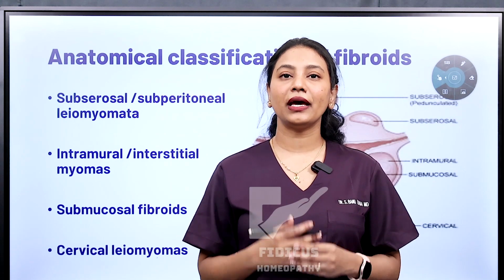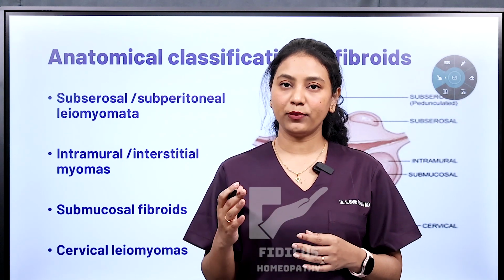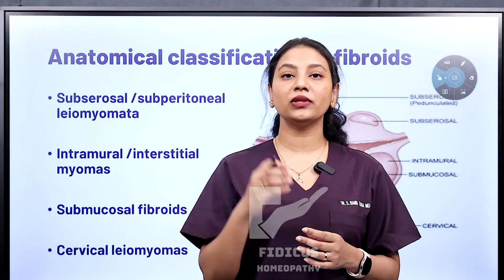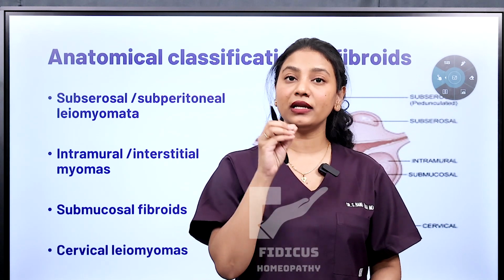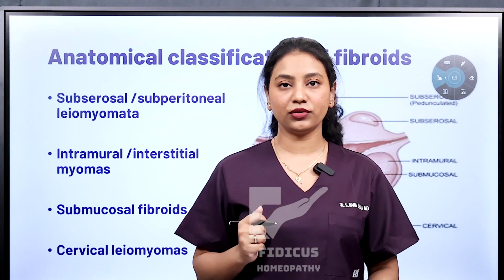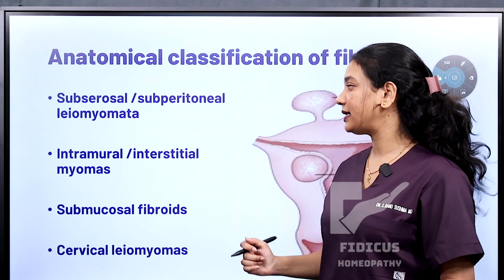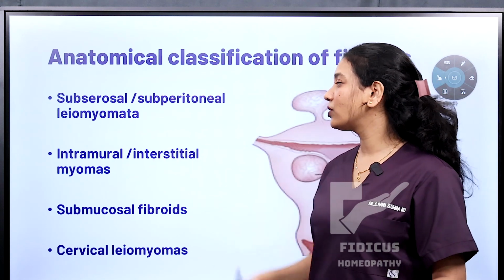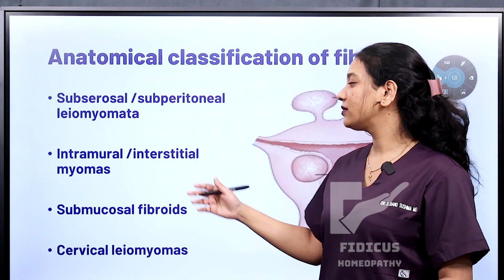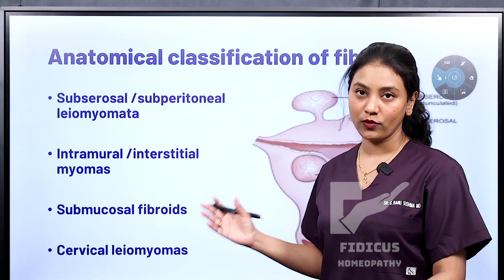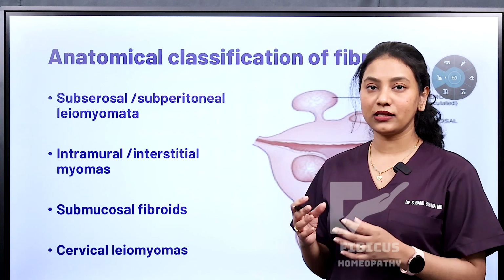Now let's get into the anatomical classification of fibroid. Remember that your presentation of fibroid depends upon the size, shape and where it is located exactly in the uterus. First one is the subserosal or subperitoneal type. Next one is the intramural or interstitial type. The third one is the submucosal type and the fourth one is cervical leiomyomas. So let's get into the details of it.